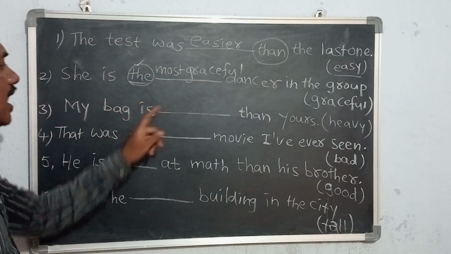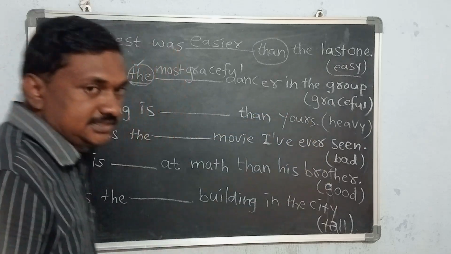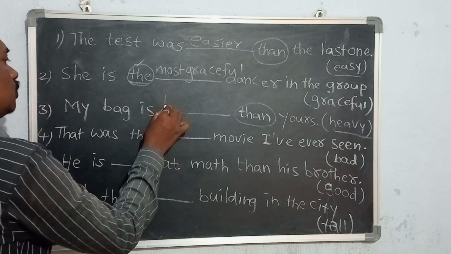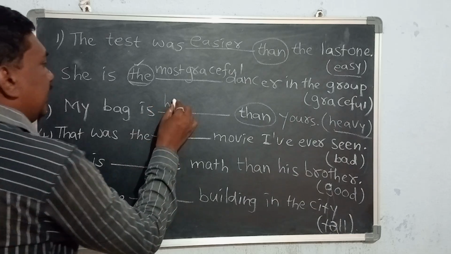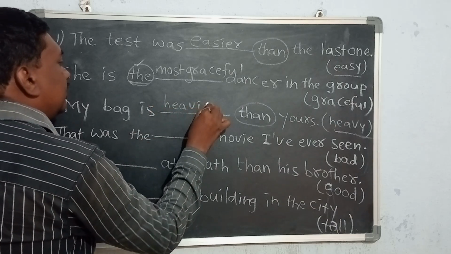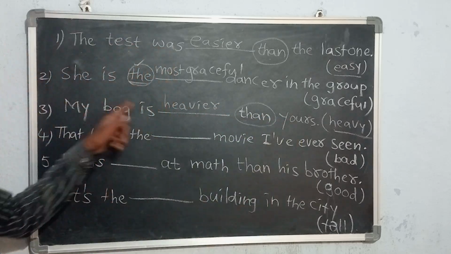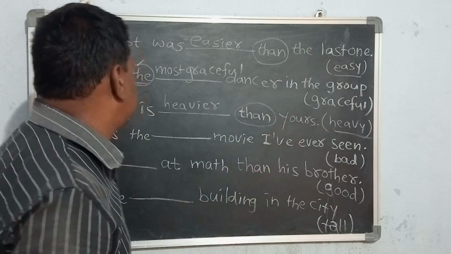Next, my bag is dash than yours. Than. So before than, as usually, we should write the comparative degree, that is heavier. My bag is heavier than yours.